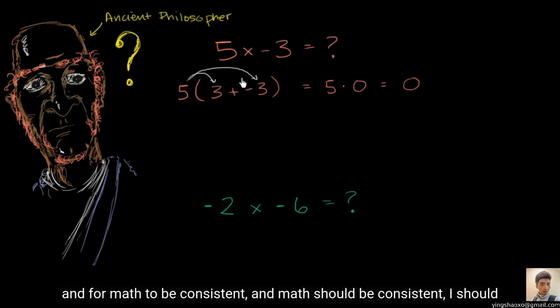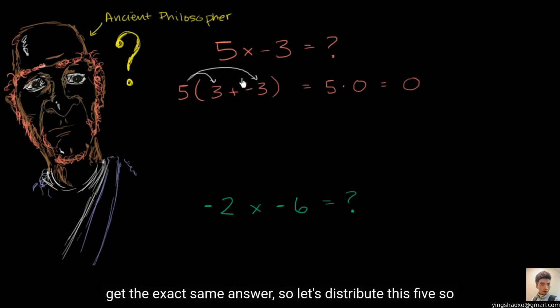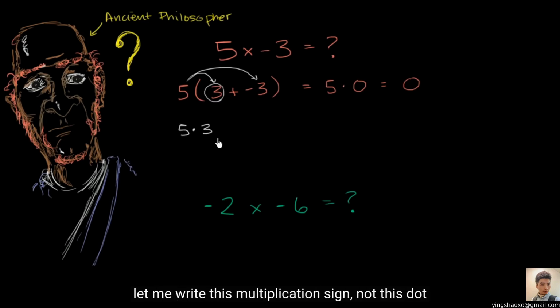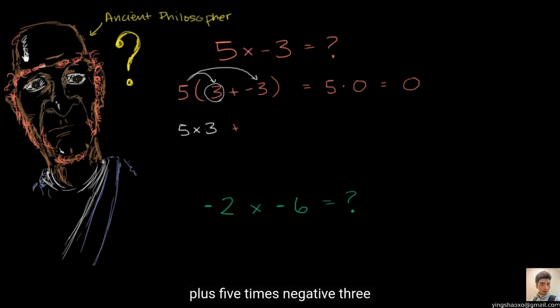And for math to be consistent, and math should be consistent, I should get the exact same answer. So let's distribute this 5. So 5 times 3, let me write it out. This is going to be 5 times 3. Let me write it with the multiplication sign, not the dot. I'll write the X sign for multiplying. 5 times 3, so I distribute it there, plus 5 times negative 3.